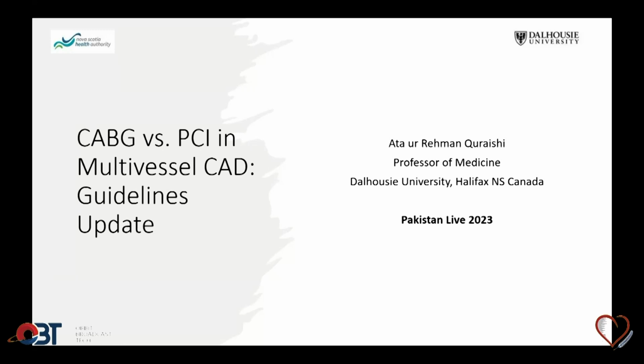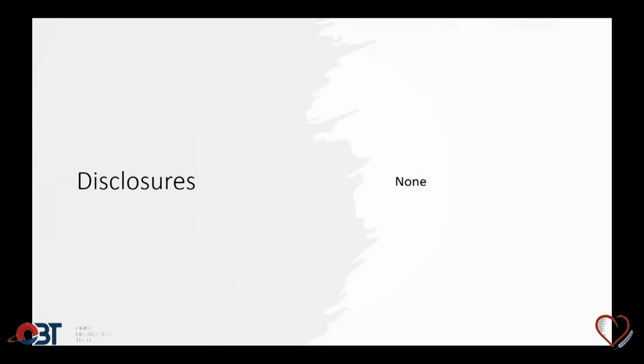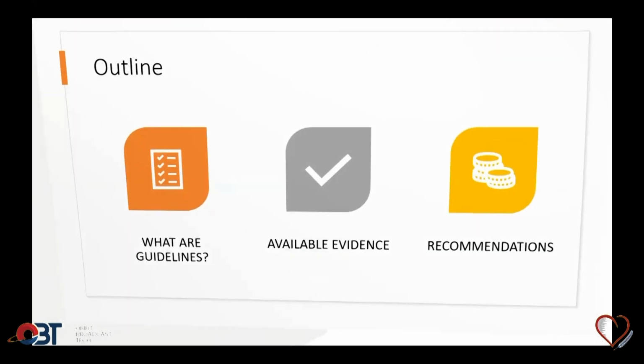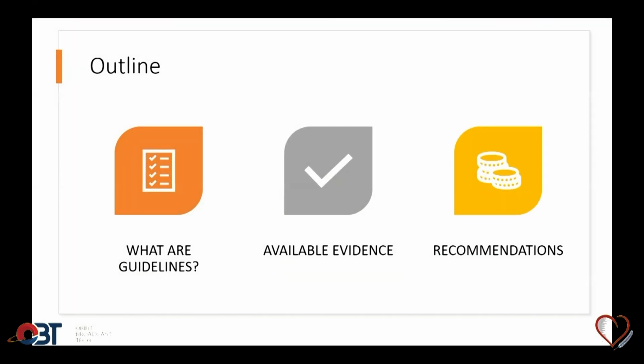The topic given to me was CABG versus PCI in multivessel coronary artery disease, the guidelines update. I don't have any disclosures relevant to this talk. What I'll try to do is to outline what the guidelines are, what the available evidence is, and then discuss a couple of recommendations after discussing the available evidence.